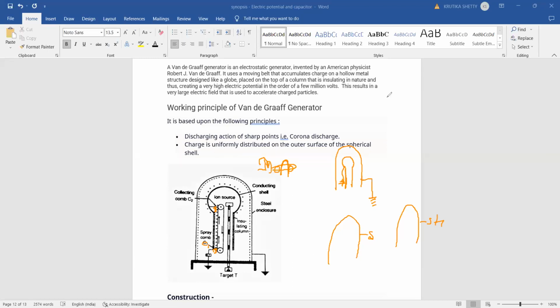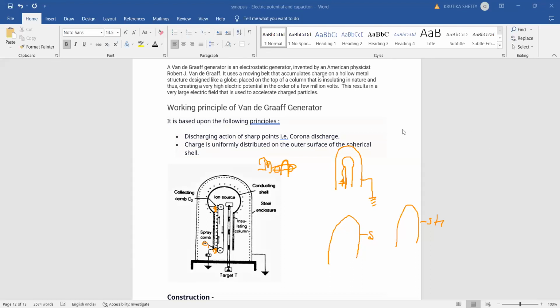What is the principle of this Van de Graaff generator? It works on the principle of discharging action of sharp points, that is called corona discharge. So this is based on the corona discharge, that is, the discharging action of the sharp points is taking place. The second principle is what? Charge is uniformly distributed on the outer surface of the spherical shell. So this is the principle of the Van de Graaff generator.